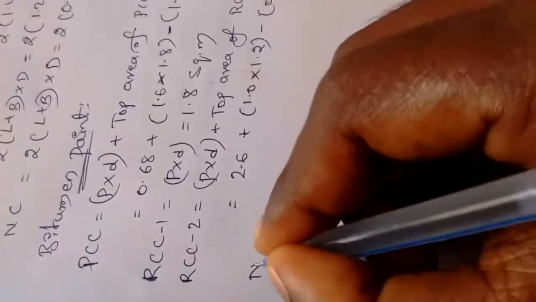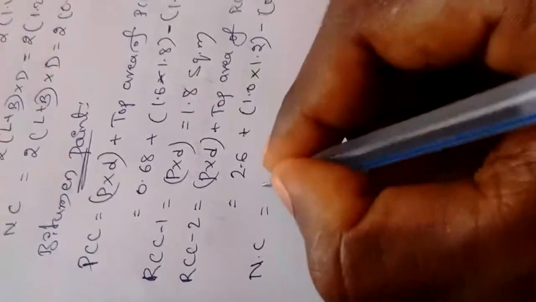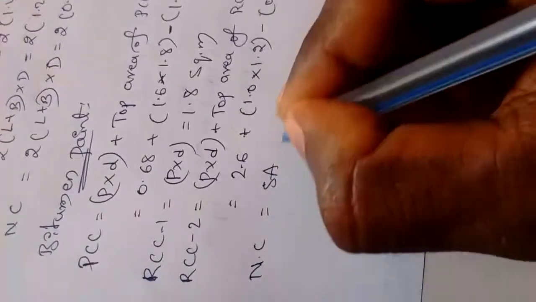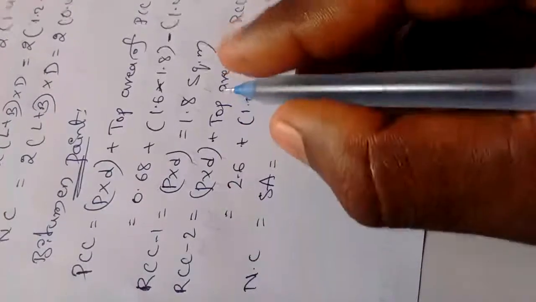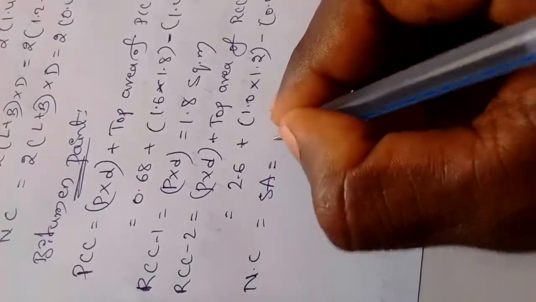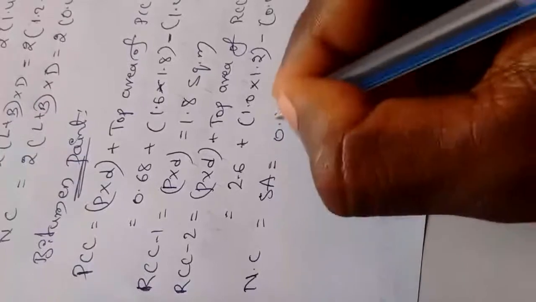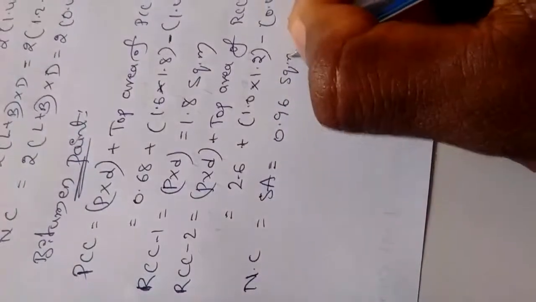Next one, neck column. Bitumen paint for the neck column is simply the shuttering area. Bitumen paint is applied for the shuttering area only, that is 0.96 square meters.